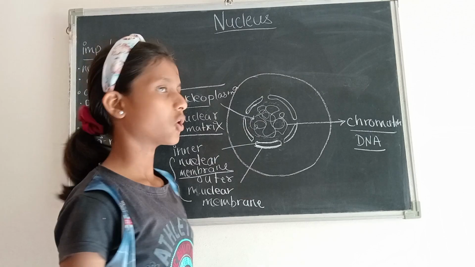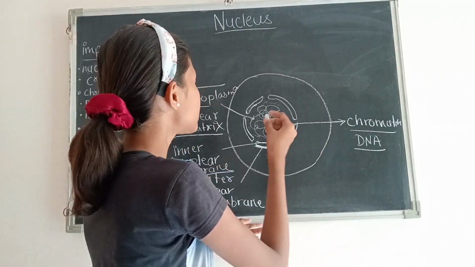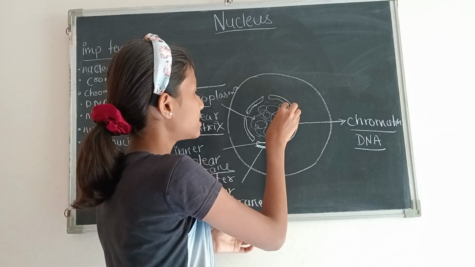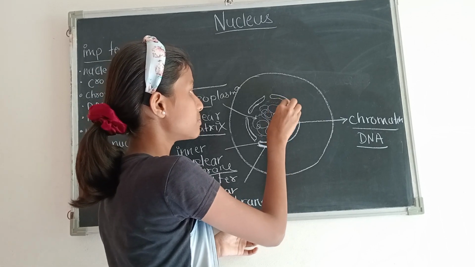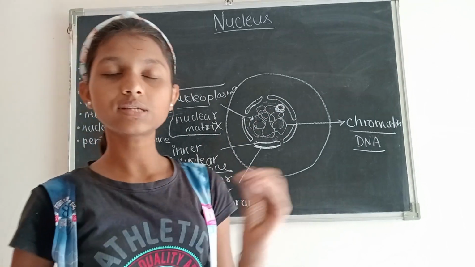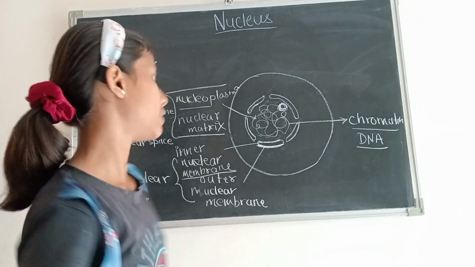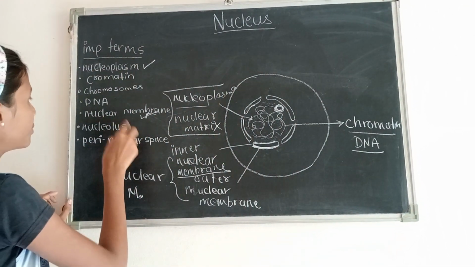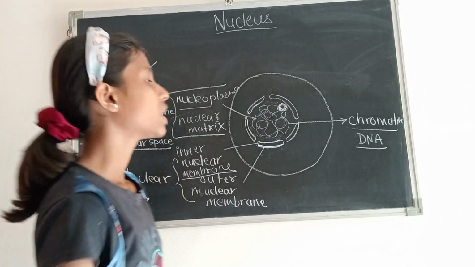Now what is nucleolus? Nucleolus is also one organelle which lies inside the nuclear membrane only. It is a dense body. It is just a dense body found inside the nucleus. This was about nucleolus. Now what is perinuclear space?